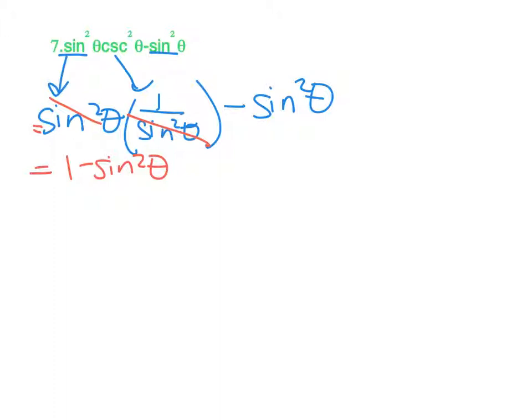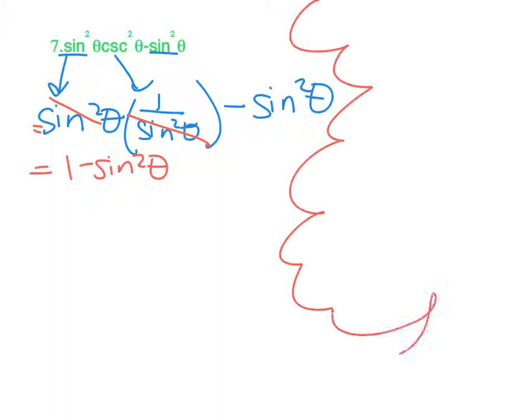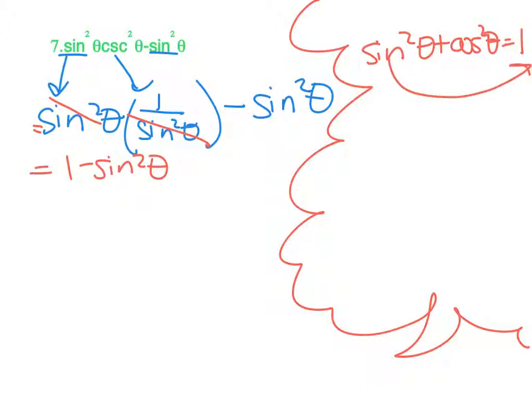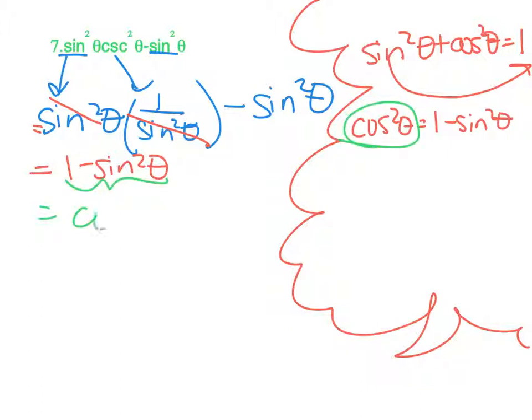And that, if you remember from your identities earlier on, sine squared theta plus cosine squared theta is 1. So if I move this sine squared over, I get cosine squared theta equals 1 minus sine squared. So I can replace this 1 minus sine squared with cosine squared. And that is my final answer.